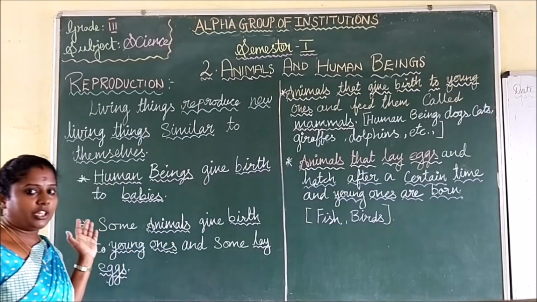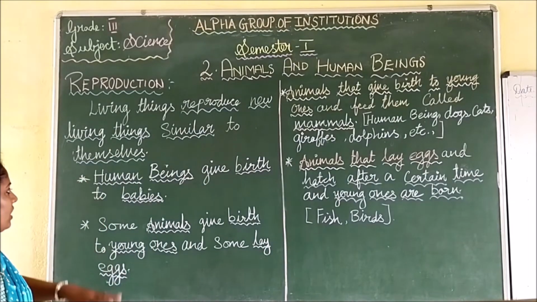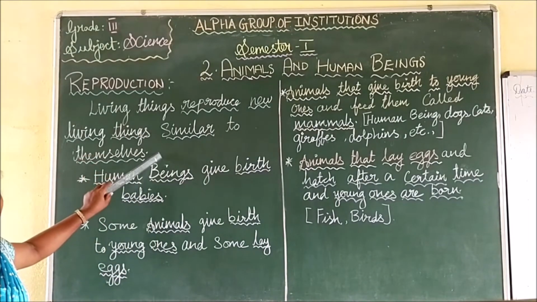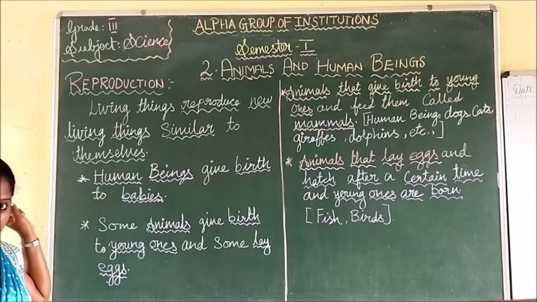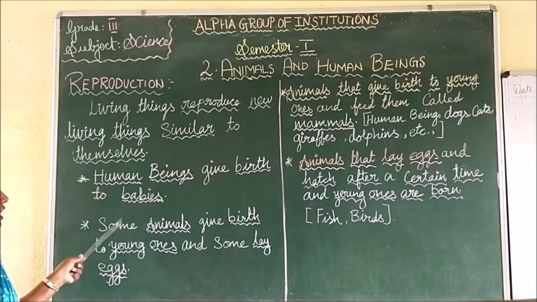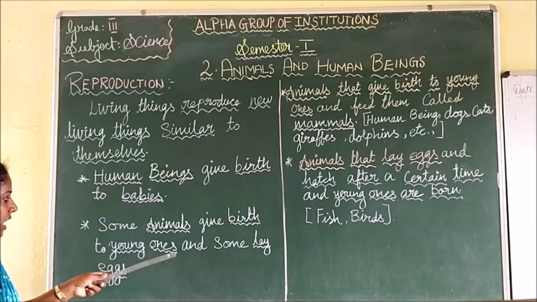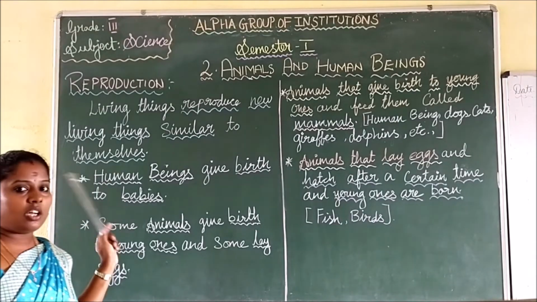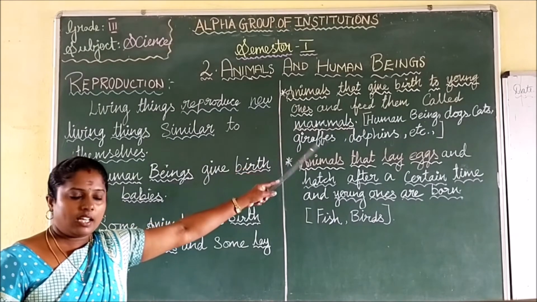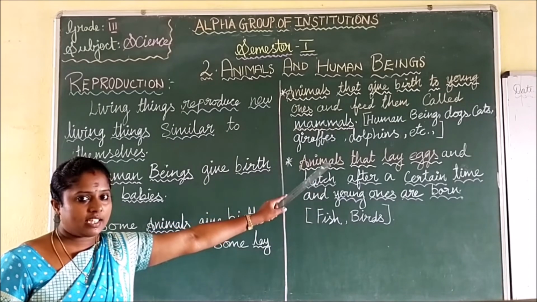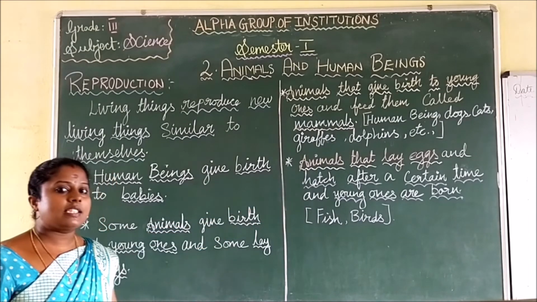Okay, so the important thing is, what is reproduction? Living things reproduce new living things similar to themselves. Human beings reproduce by giving birth, and animals by giving birth and laying eggs. The animals which give birth and feed their young are called mammals. And some animals reproduce by laying eggs. Examples have been given.